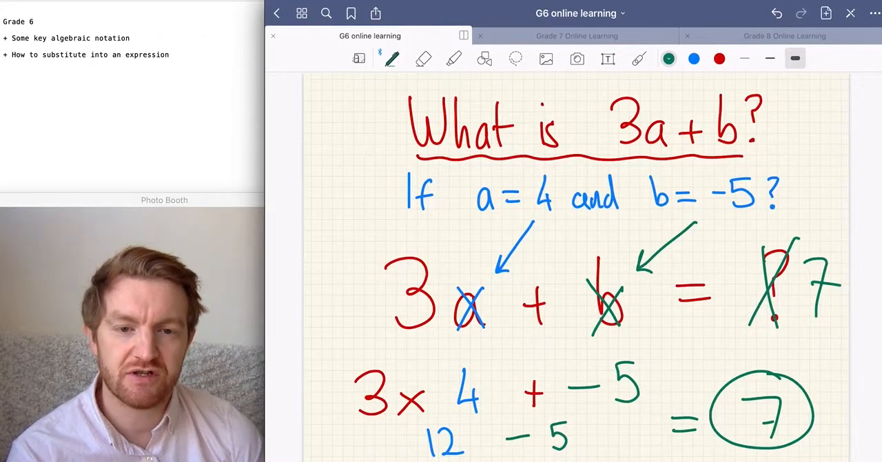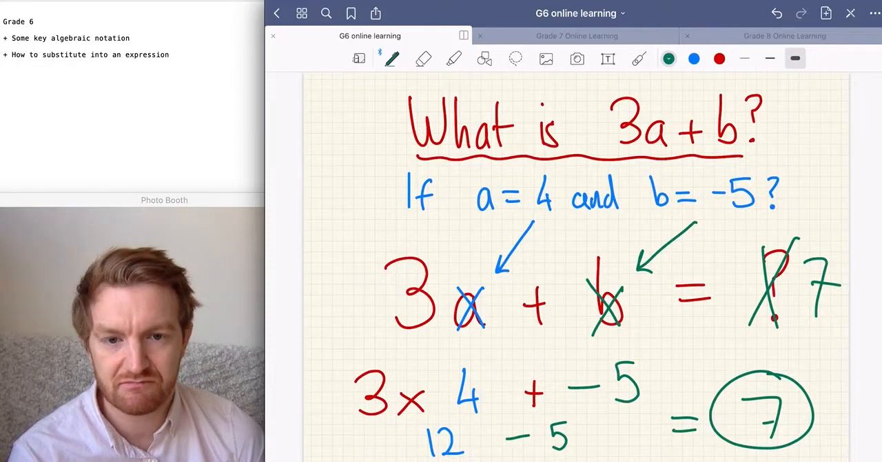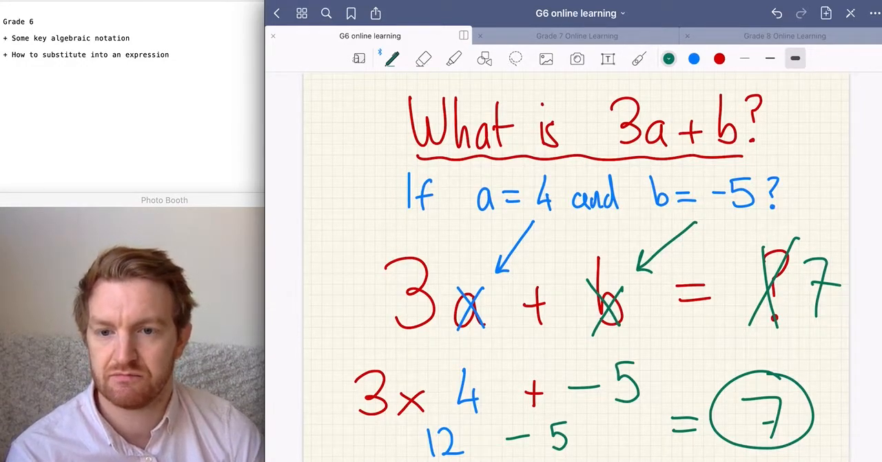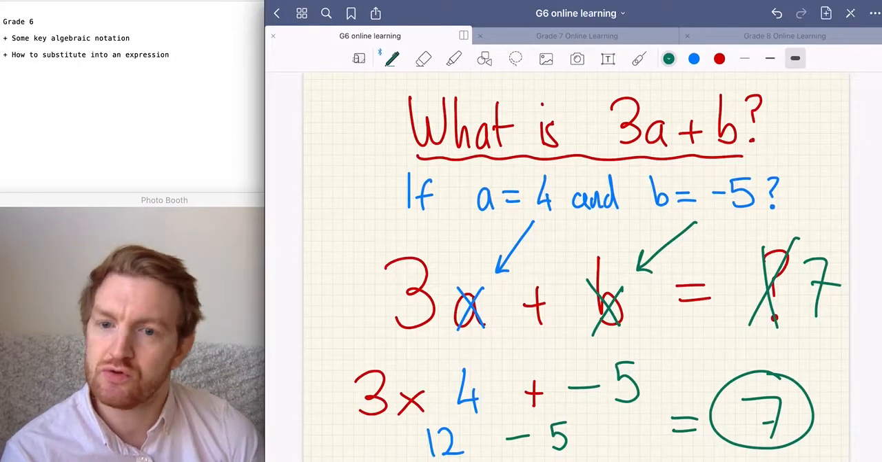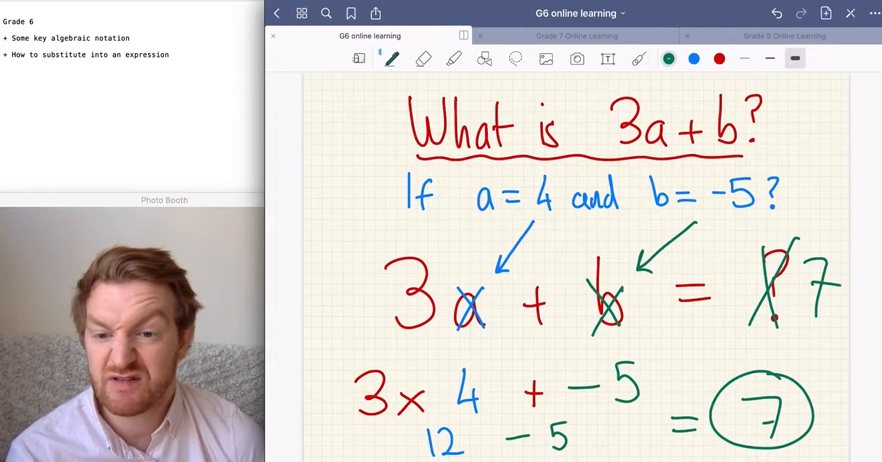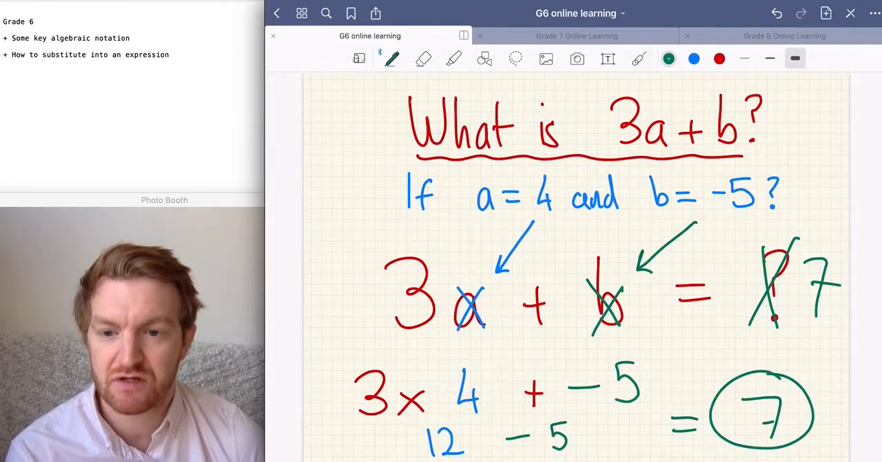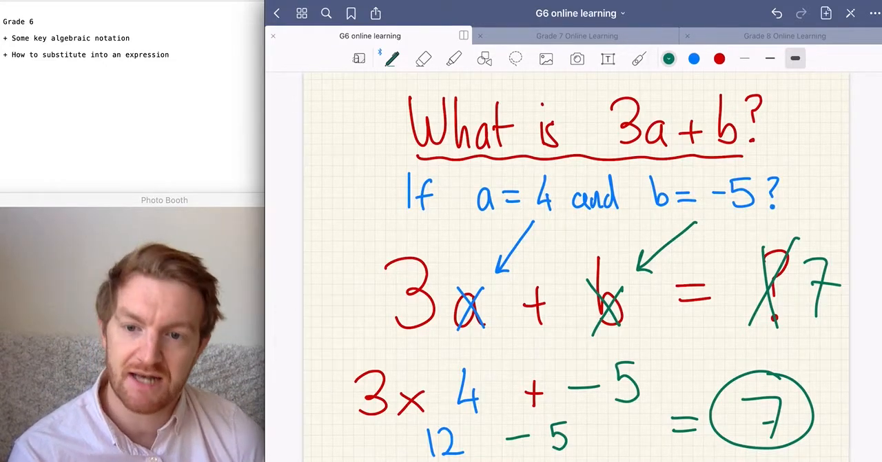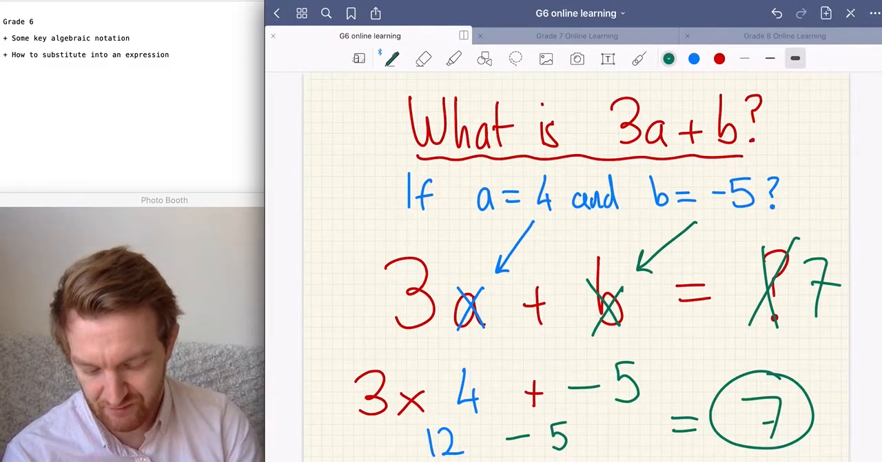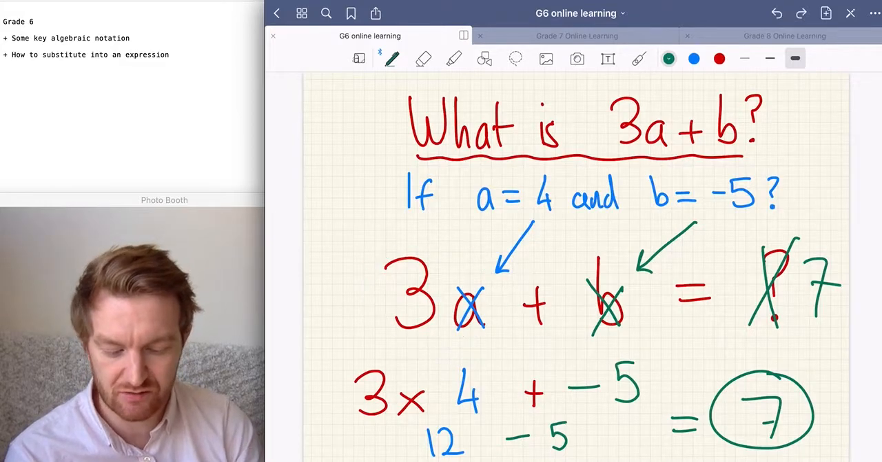So substitution is just taking out letters, putting in numbers, and working out the total. There's not a huge amount of subtlety to it, because the process is essentially the same as substituting in sport. Take out a letter, put in a number. The thing to be careful of is that you use the notation correctly.